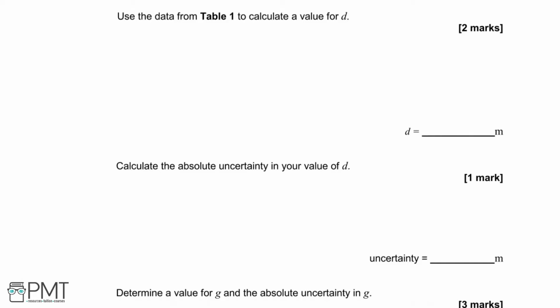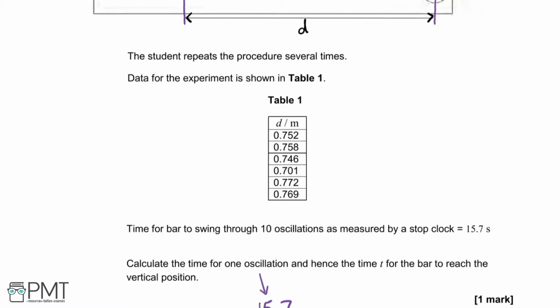Use the data from table 1 to calculate a value for D. So if we go back to table 1, we're given 6 values here. Before we calculate a value for a mean, we need to check for any anomalies. I would say that the 4th value here is an anomaly, 0.701. It doesn't really line up with the rest of the values. It's quite far away. So let's calculate a mean for the other values.